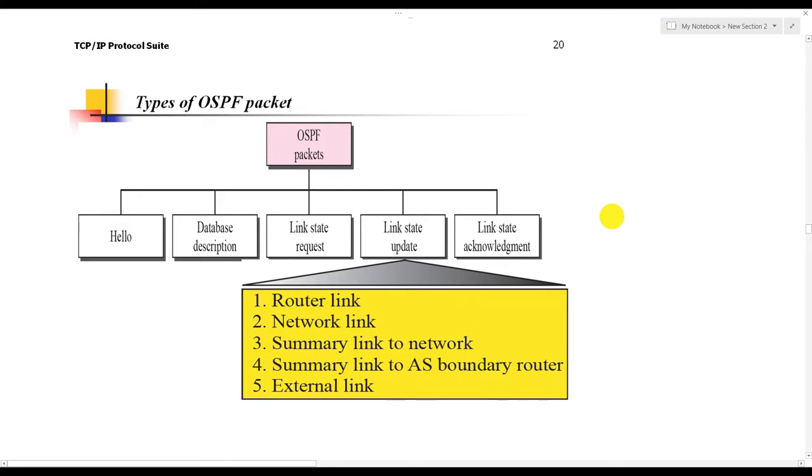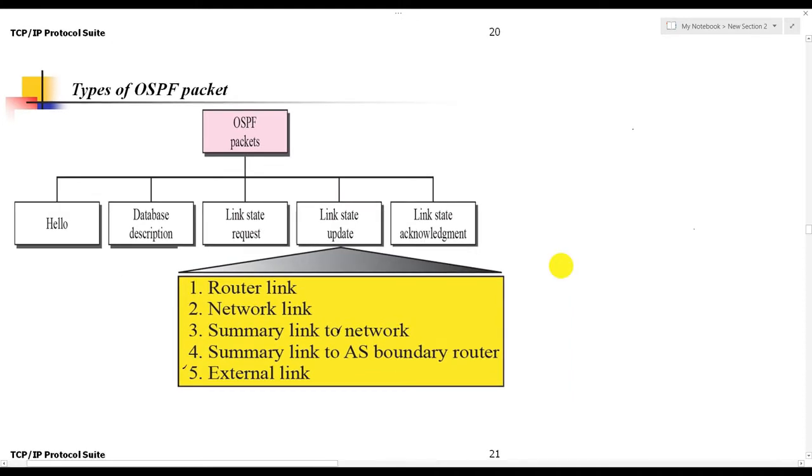In the case of RIP, when we discussed RIP, every time we are sending only one kind of packet, but in OSPF, 5 different kinds are possible: hello packet, data description packet, link state request, link state update, and link state acknowledgement. An OSPF packet can be sent for 5 different purposes. You can use the packet to say hello, database description, request, update, or acknowledgement.